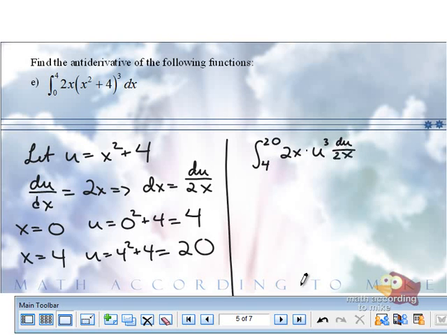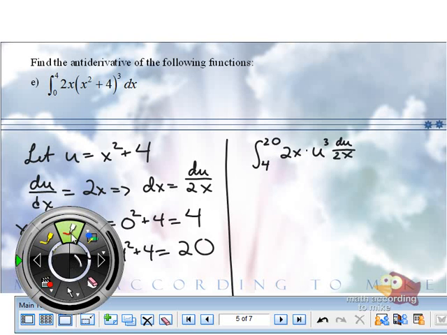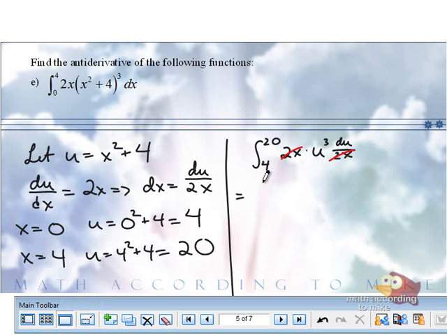Yes, it's possible to have double substitutions. Yeah, it's possible that you don't get the exact derivative in the integrand. You might have a constant left over. So all that stuff is still possible. What happens to your 2x's? They cross out. Oh, it helps if I know how to work this. Bam. Goodbye. So we now have the integral from 4 to 20 of u cubed du. So now it's like the beginning of this section.